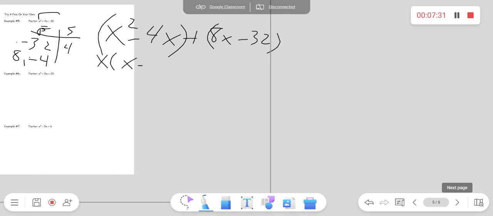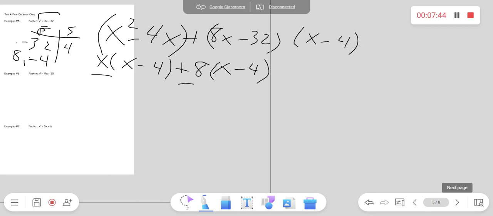Paren. X comes out. X minus 4 is going to be the common. Then 8x minus 4 inside those parens. X minus 4 is the common, and then the leftovers become the other one, x plus 8.